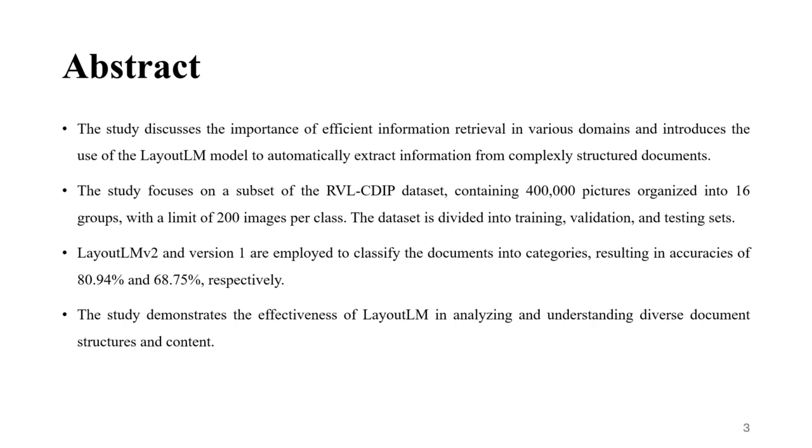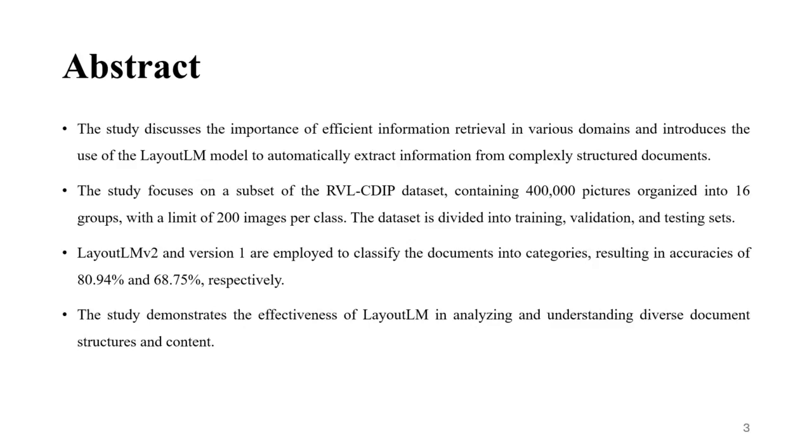So the paper presents the application of layout language model to automatically extract information from complexly organized text and examines the significance of effective information retrieval in many fields. A subset of the RVL-CDIP dataset, which includes 400,000 images arranged into 16 classes with a cap of 200 images per class, is used as the subject of this study.